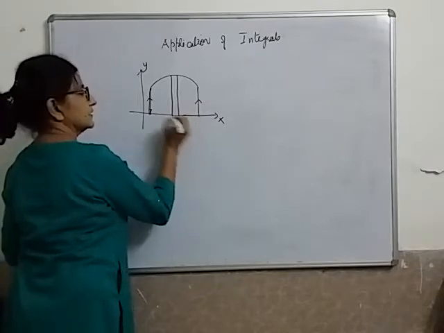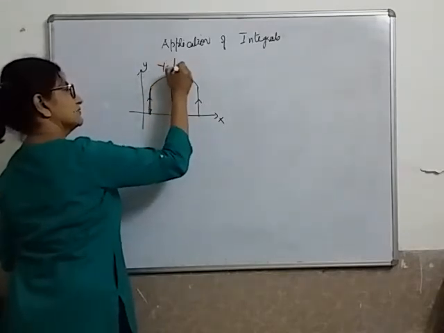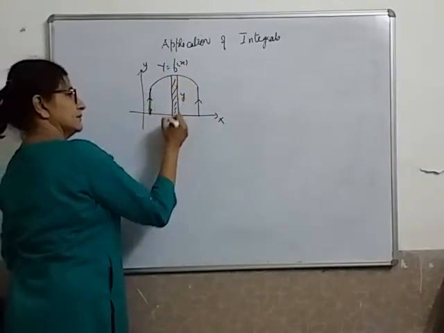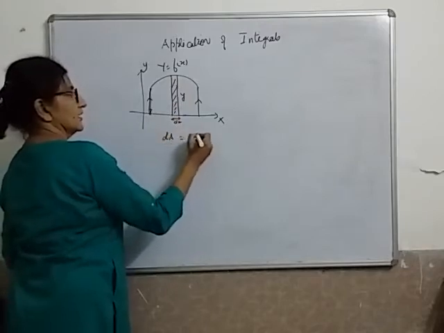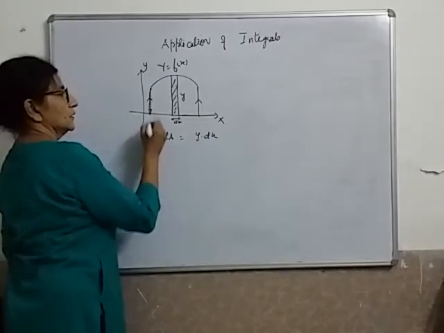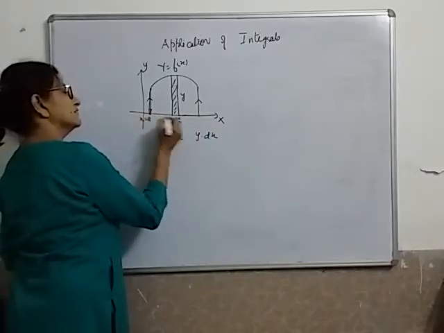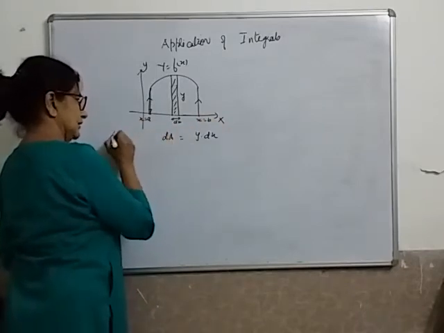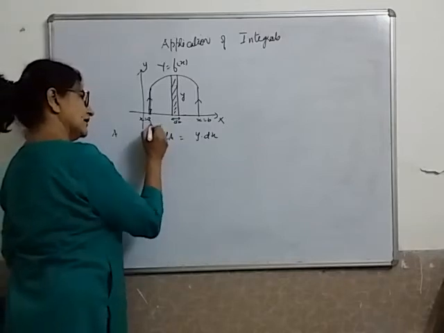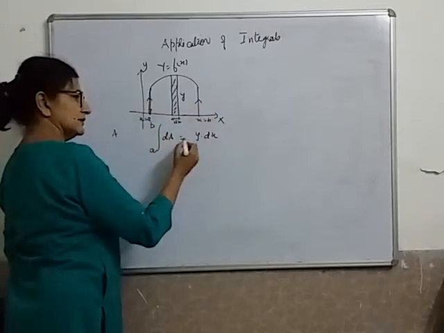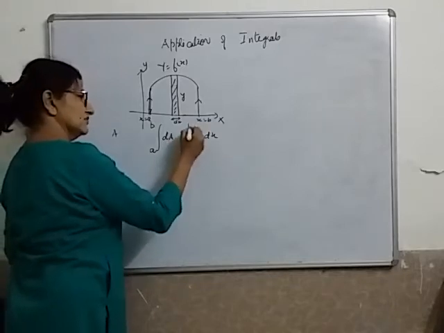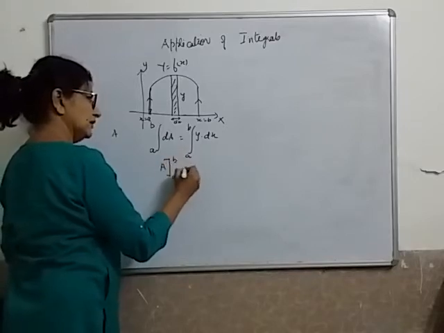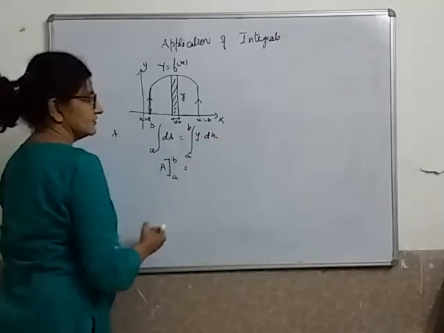This small strip here is dx, and this curve say is y equals f(x). So this is my y coordinate, and this small area dA will be y into dx. Now if I have to find the area from x equals a to x equals b, naturally I will integrate it from a to b. So the area of all such strips together I will get. This is the basic idea: the area is the integral from a to b of y dx, whatever my value of y is.